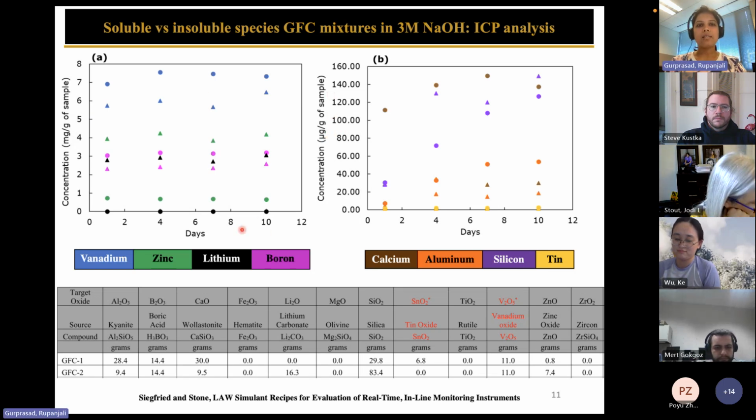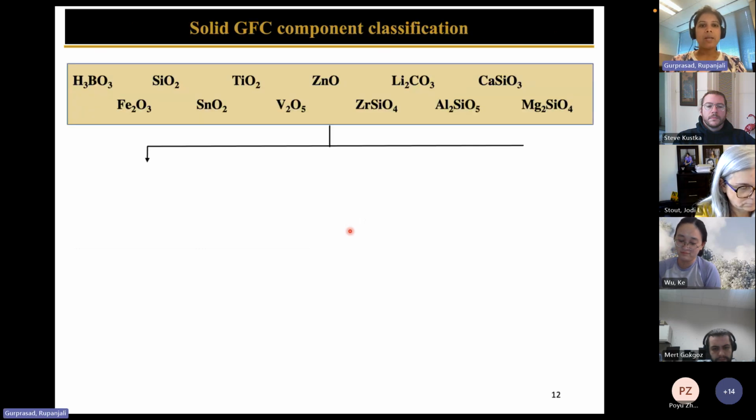So based on the ICP analysis, we figured that there are some species that have some solubility in the waste. However, there are other species which remain relatively undissolved. So we could then classify some of the components into soluble as well as insoluble. Based on the ICP data, the first category was the soluble component, which was the lithium carbonate salt. The boric acid that gets added, of course, all of it dissolves, and there is some vanadium pentoxide that also dissolves in solution.